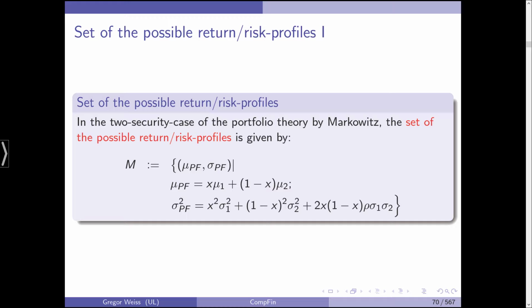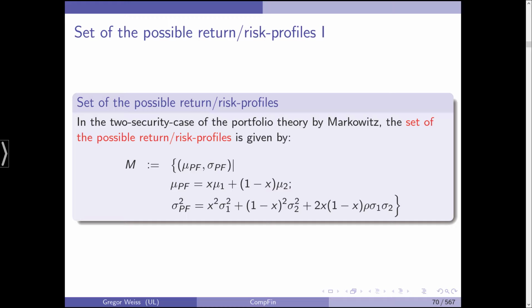I'm Gregor Weiss, I'm a professor of sustainable banking here at Leipzig University, and I welcome you to this latest video in computational finance, in which I will now present some findings on possible return risk profiles and the minimum variance portfolio in the classic theory on portfolios by Markowitz.